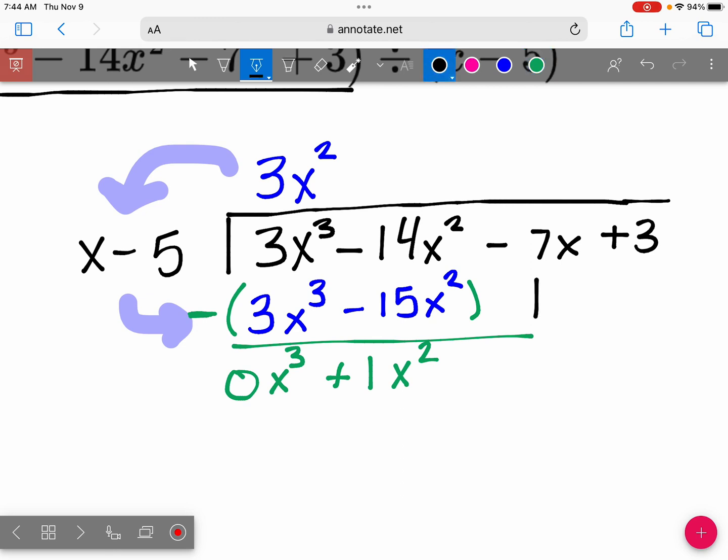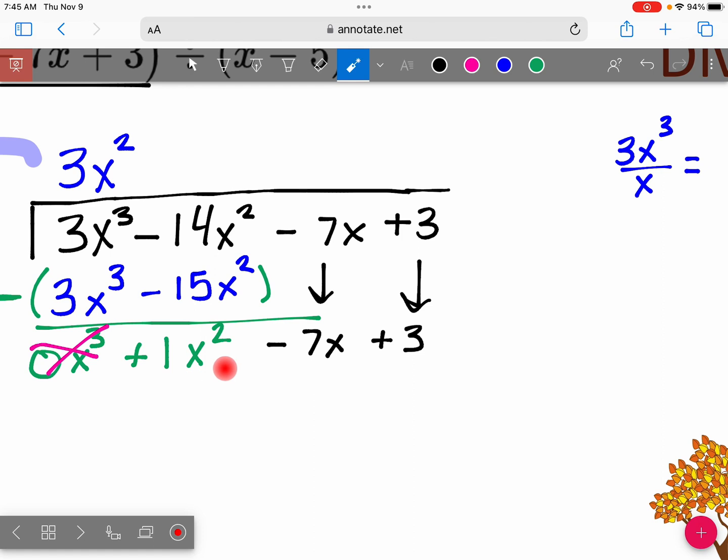And then I'm just going to drop all the rest of our pieces. Minus 7x plus 3. And that's our first cycle done. Our first term has canceled out, which is quite literally the whole goal of it. So now we're looking at that 1x squared.